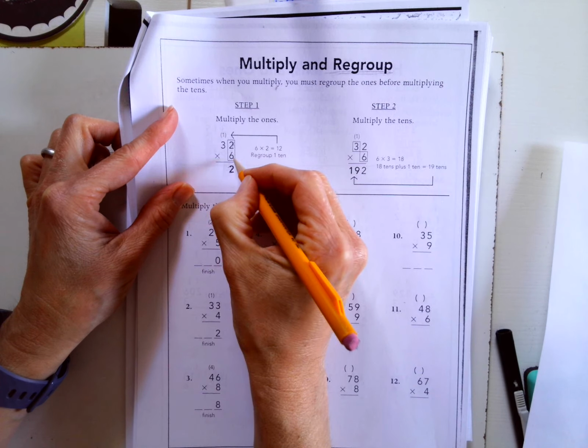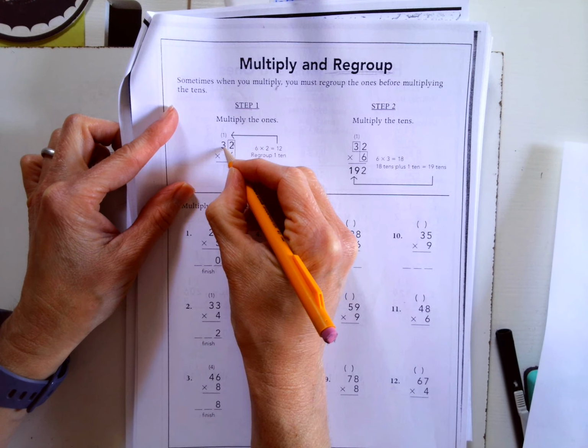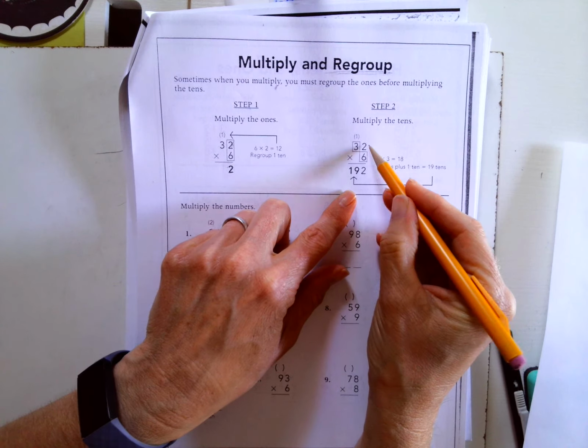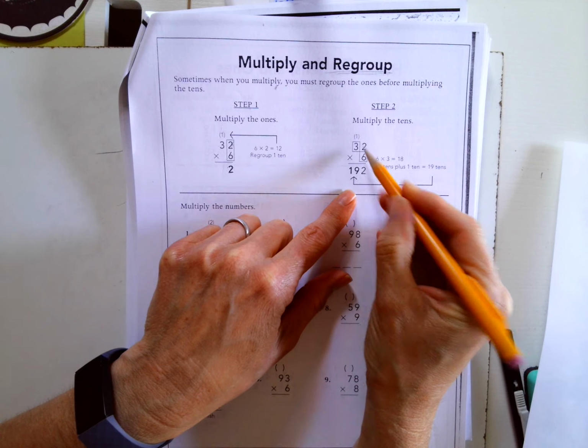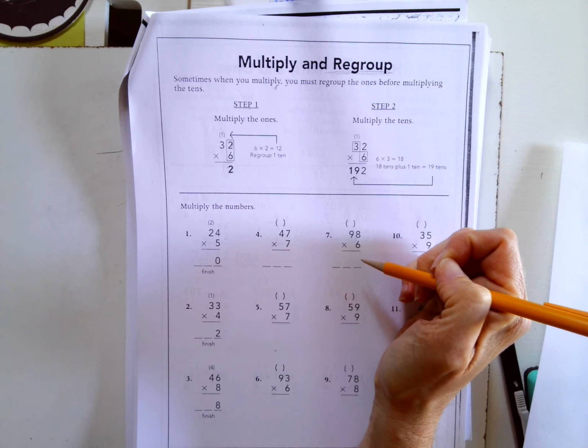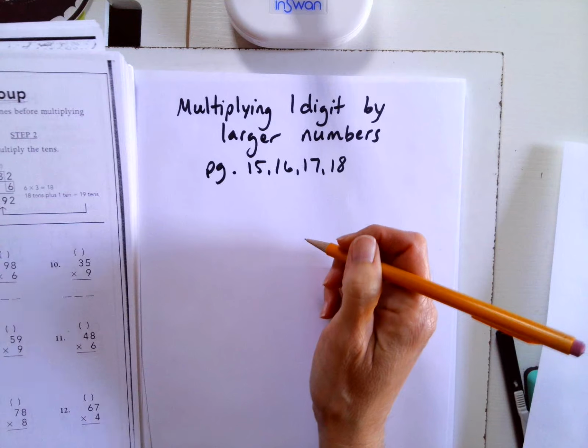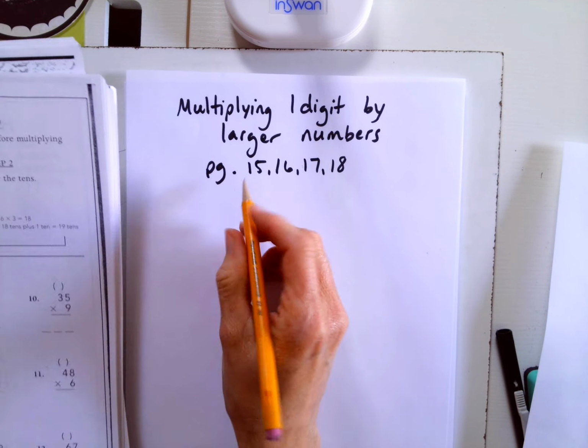And then we do the single digit times the tens. 6 times 3 is 18, plus that 1 is 19, and that's what they're showing over here in step 2. And then you put the answer down there like that. So that's one option, and I want to show you another option because I always like other options.